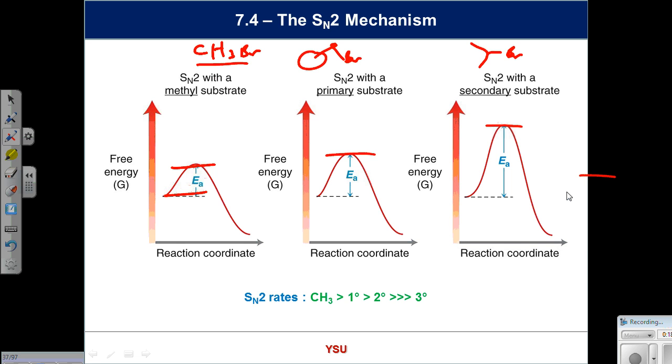So this should make some sense now. If you want to do an SN2 reaction, a methyl group is really fast. Primary is slower, but still viable. Secondary is slower, but still possible. And tertiary isn't going to happen for the SN2. That's a general rule.